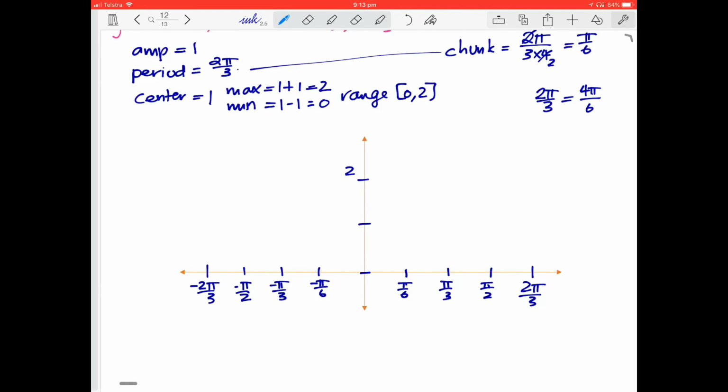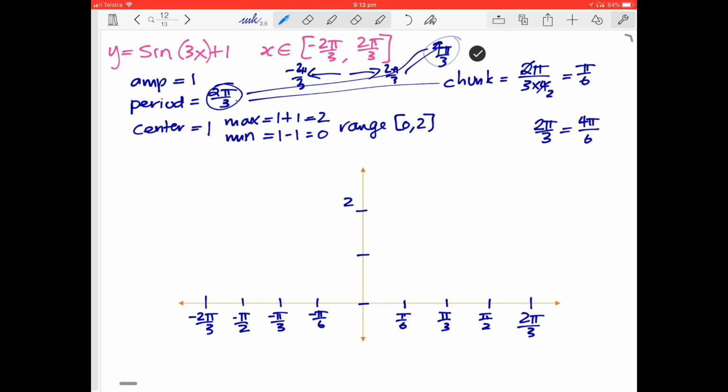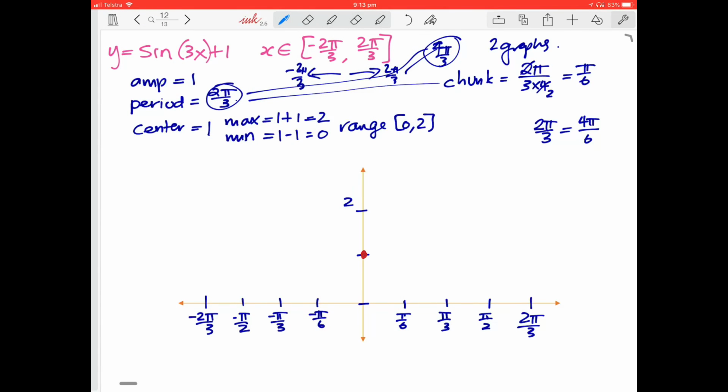Okay, so we know that we're going from negative 2 pi on 3 to 2 pi on 3. So the distance is 4 pi on 3, which means if the period's 2 pi on 3, we're going to fit in 2 graphs. Okay, it is a sine graph, so it starts in the middle. And it's a positive sine, so it's got to go up first. It goes up, down, down, and then back up.